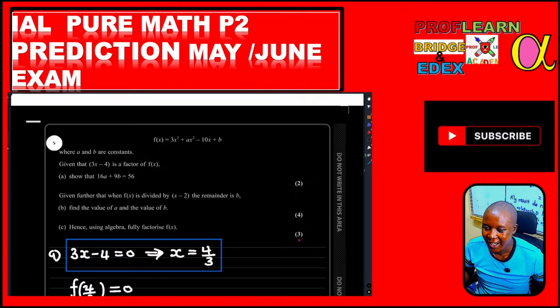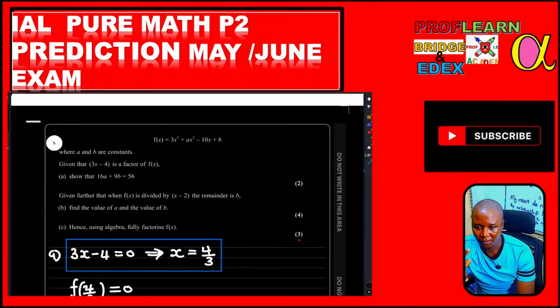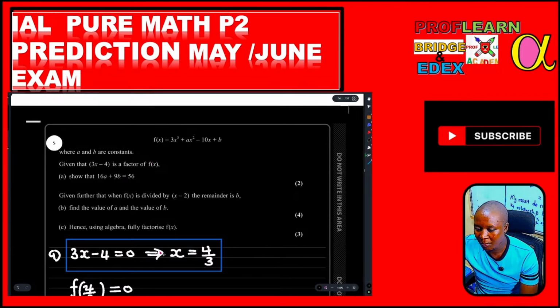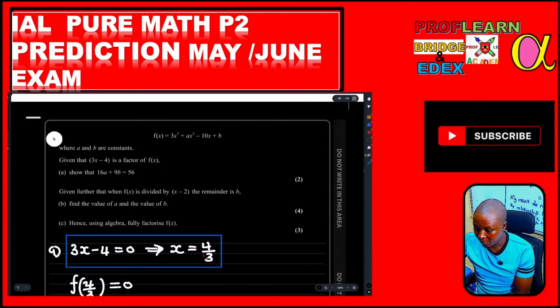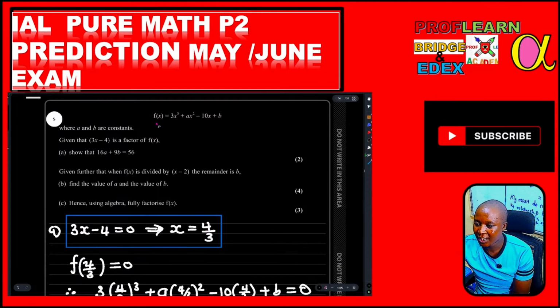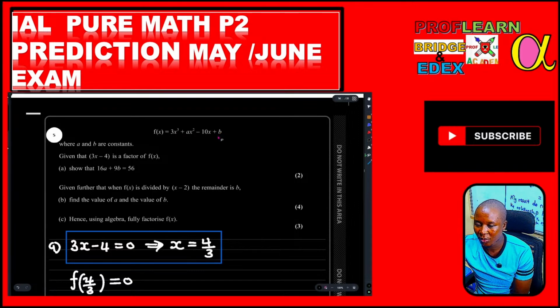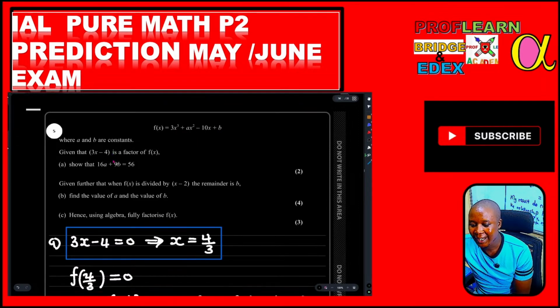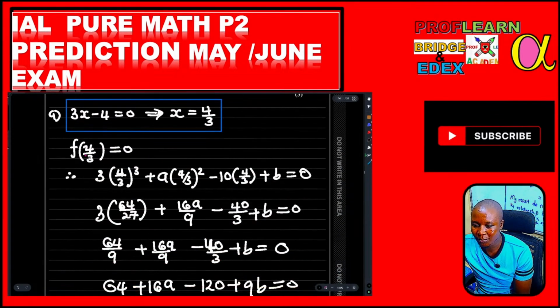Now, the other concept that is going to be very key and going to be tested is remainder theorem and factor theorem. Remember, if you are told that this is a factor, it means if you take this term and you equate it to 0, then you make x the subject, you will have what? 4 over 3. So if you substitute 4 over 3 in any given point where you have x in this function, since it's a factor, the answer must be 0. So that's why I'm saying f of 4 over 3 should be 0.